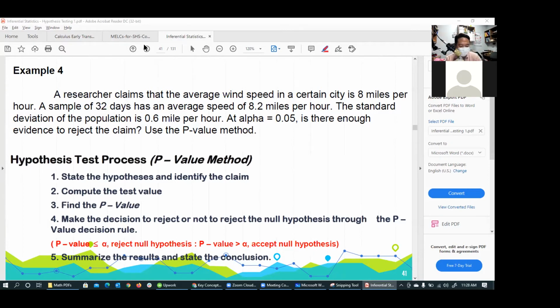I don't have my calculator. I forgot my calculator. I'll download a calculator on my phone, guys, a scientific calculator, and then let's try to compare our answers. Go.